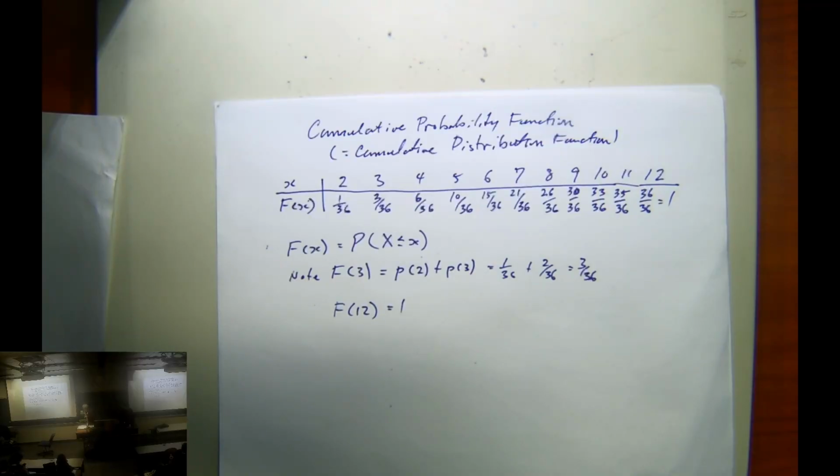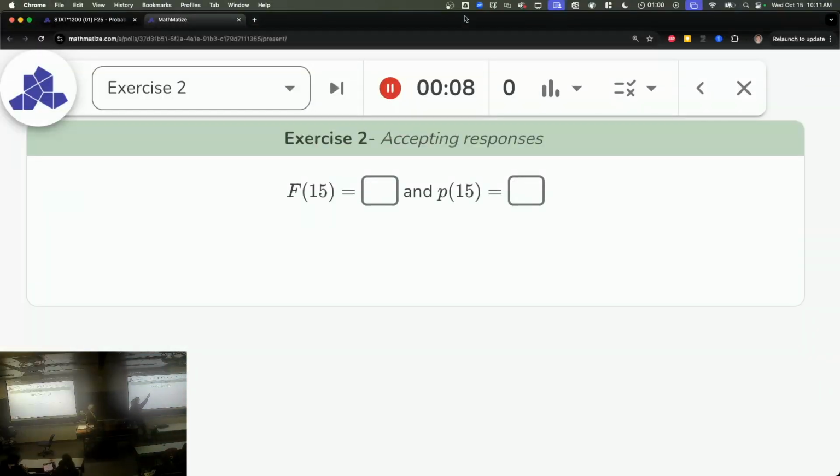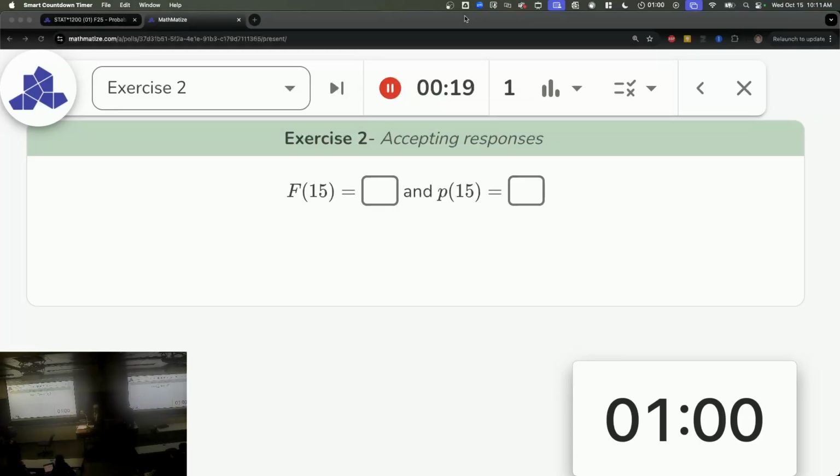I know what F and P are. Does the question just say, what is F and what is P? So hopefully you were paying attention. What is F and P? We want to do F of 15 and P of 15, where F and P are the two functions we just introduced. All right, we'll give you 1 minute to try to puzzle out what these things could be.